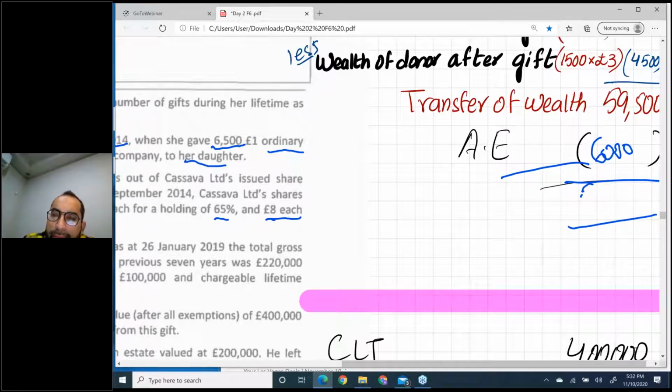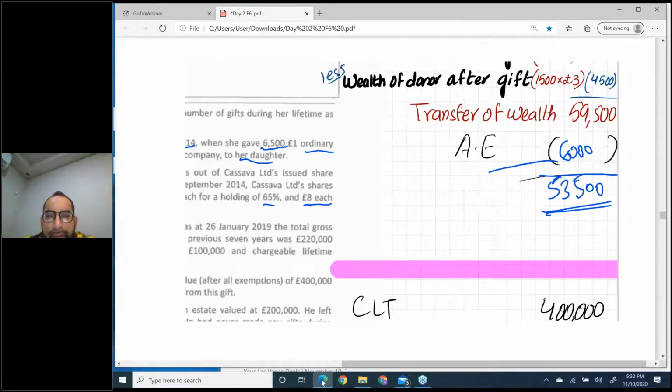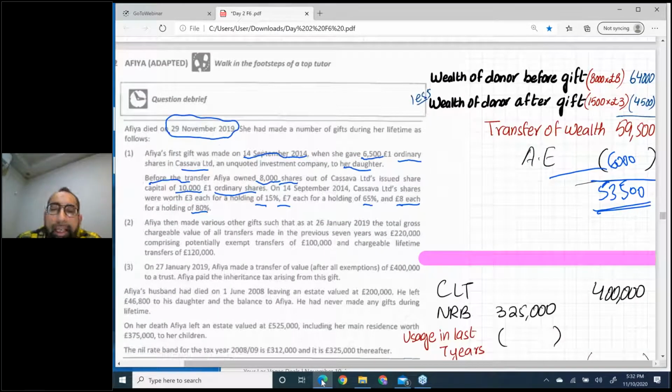So 59,500 minus 6,000 is 53,500. Right? So this is your answer: 53,500 is the answer to question number 1.